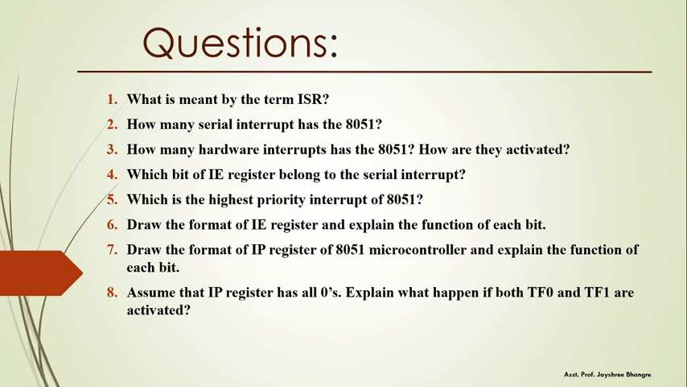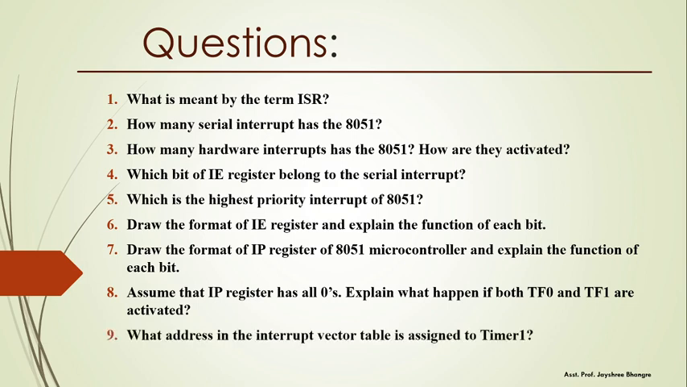Assume that IP register has all zeros. Explain what happens if both TF0 and TF1 are activated. What address in the interrupt vector table is assigned to timer 1?